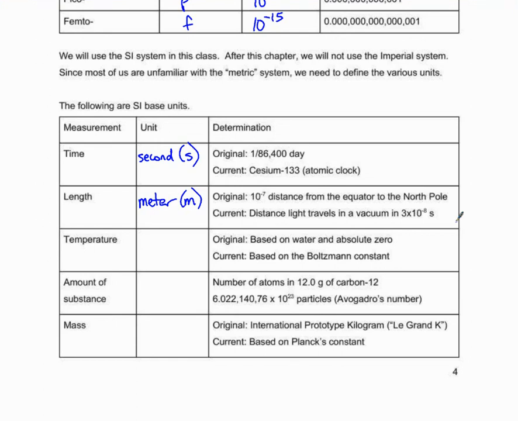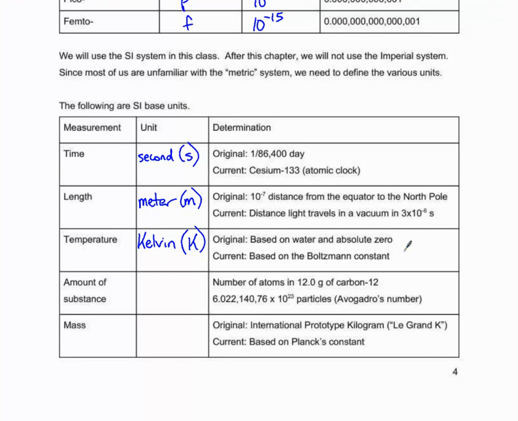Temperature. You would be tempted to think that this is going to be Celsius, but Celsius does not quite do what we want in chemistry. So we are using Kelvin. It is a capital K for the abbreviation. It's based on water, but it's mostly based on absolute zero. A temperature of 0 Kelvin is absolute zero.